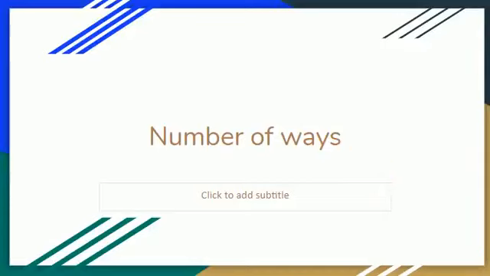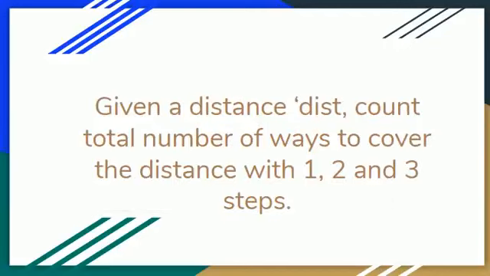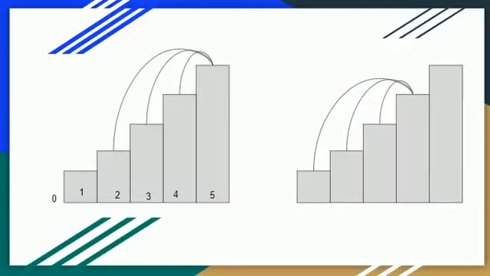Today let's solve the number of ways dynamic programming problem. The problem statement is: given a distance d, count the number of ways to cover the distance in 1 or 2 or 3 steps. So you can jump 1 step, or 2 steps, or 3 steps. If you imagine this staircase, the distance is 5. To reach the 5th step, how many ways are there? That might be the question.